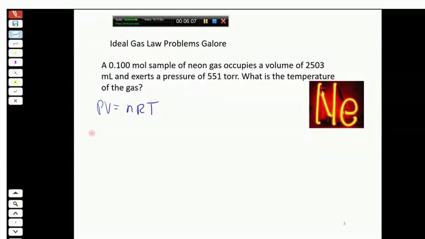So here we're solving for temperature. We're just going to rearrange this equation and say that temperature is equal to pressure times volume divided by n times R. One thing that's important is that if we're going to use the value of R in a calculation, we have to be careful about units. Remember that R is 0.0821 liter atmospheres per kelvin mole.